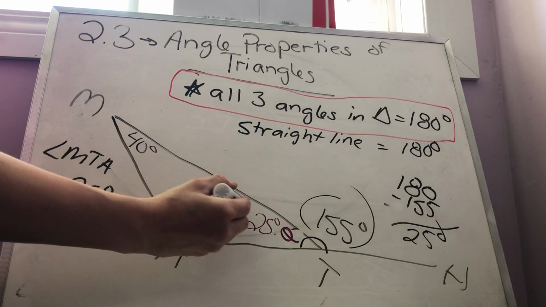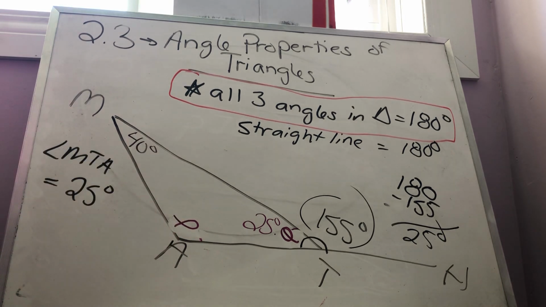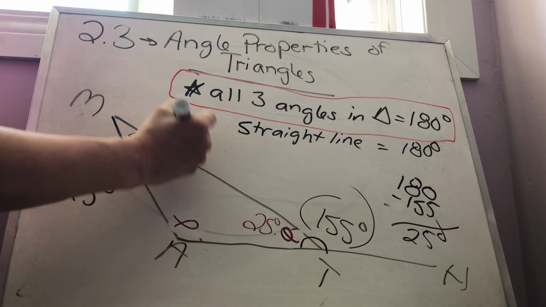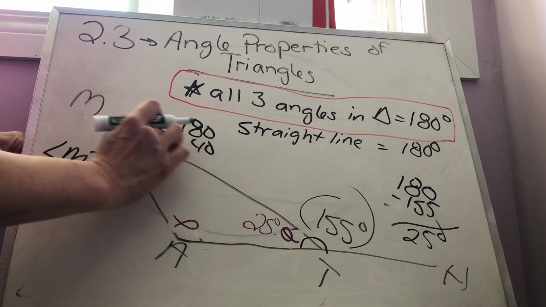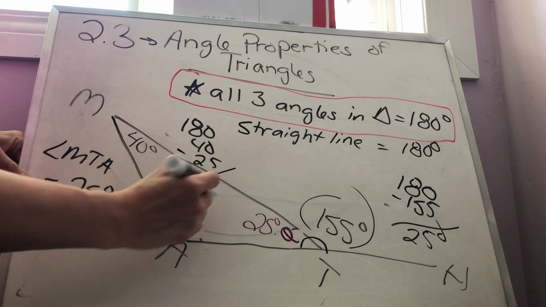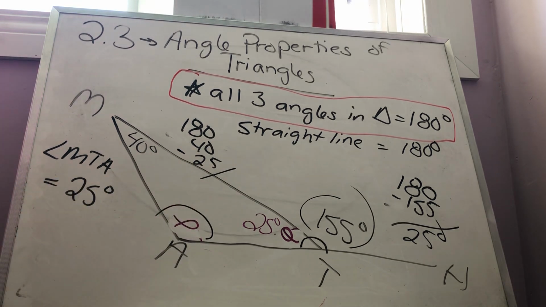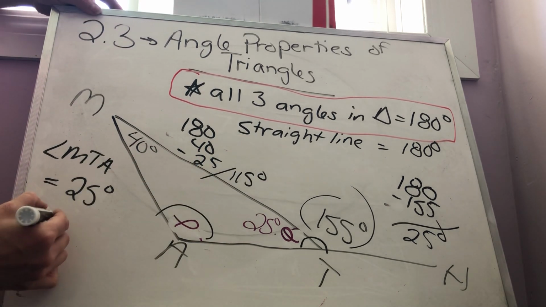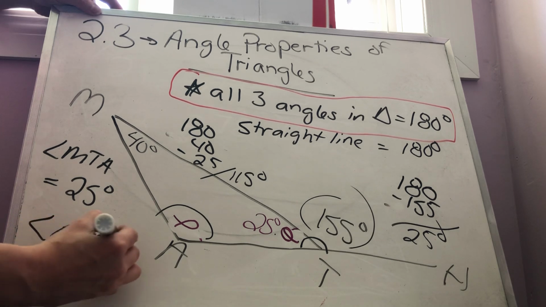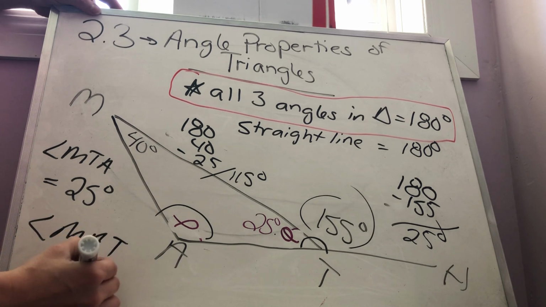Now since we have two angles in this triangle, we can solve for the third. All three angles in a triangle equal 180. So if we go 180, take away 40, take away 25, that will give us this angle here. If you solve that, it's actually 115. So that means that angle MAT is equal to 115 degrees.